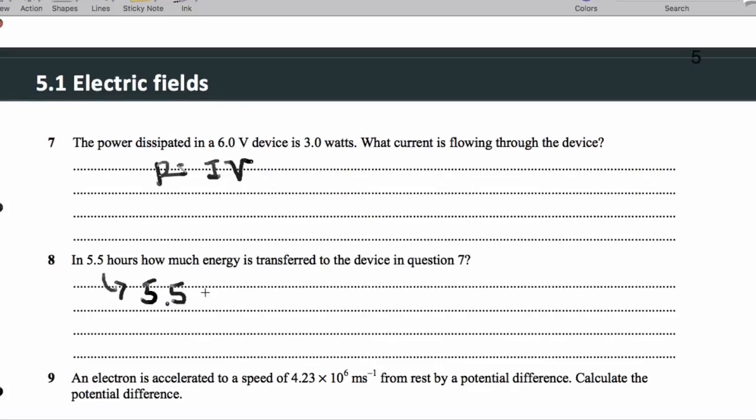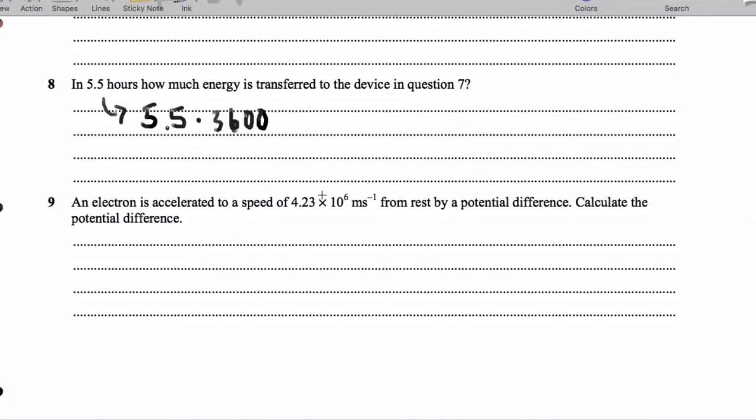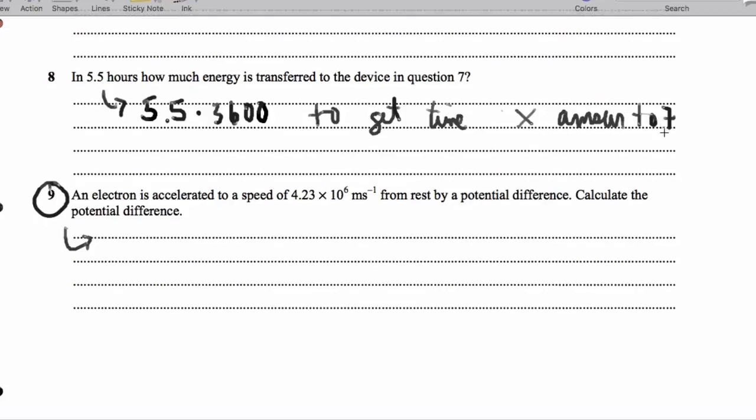So this part of the unit, again, the formulas are maybe like that current formula, I equals NAQV. That one looks a little gnarly, but it's straightforward. The rest of this, though, here. Number 9, I'd like us to do together as a class. And then for number 8, again, take 5.5 times 3,600 to get the time, and then times that by the answer to number 7. So those are kind of some hints on how to do those worksheets.